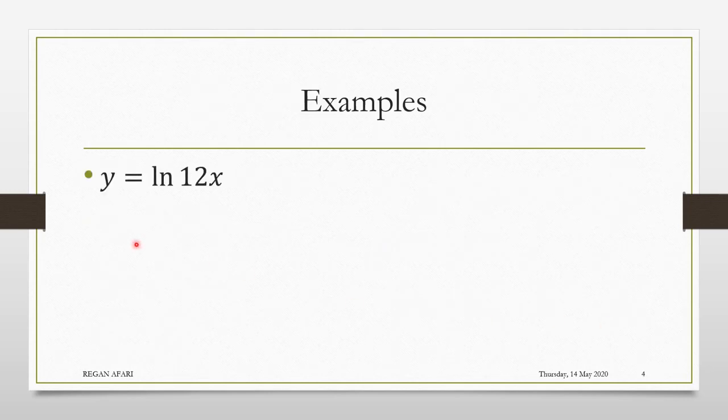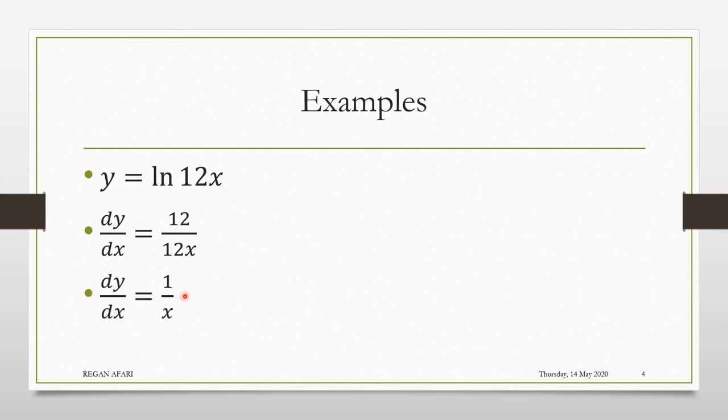Our first example, we have y is equal to ln 12x, and our job is to find dy dx. So like we said, we shall differentiate the 12x, and then we will divide by the 12x. So that's the plan. Let's do that. We differentiate 12x, and we have 12. We divide by 12x. This should give us 1 over x.